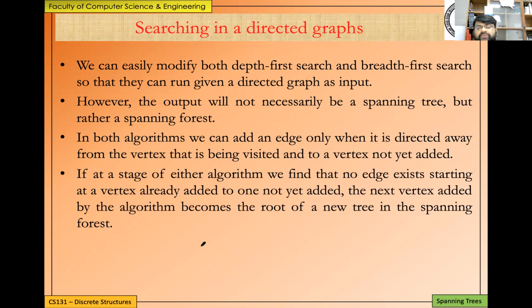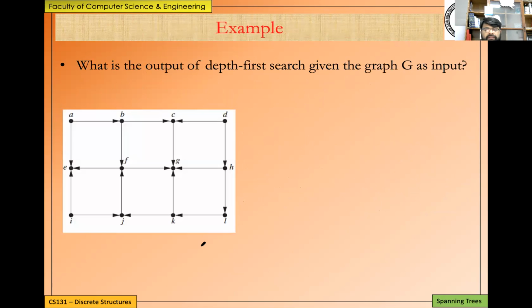If at a stage of either algorithm, we find that no edge exists starting at a vertex already added to one not yet added, the next vertex added by the algorithm becomes the root of a new tree in the spanning forest. For example, what is the output of depth first search given the graph G as input?